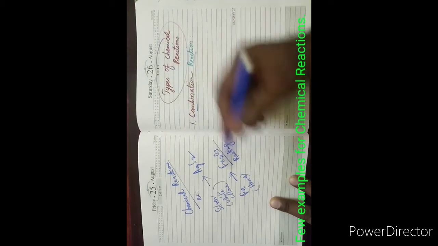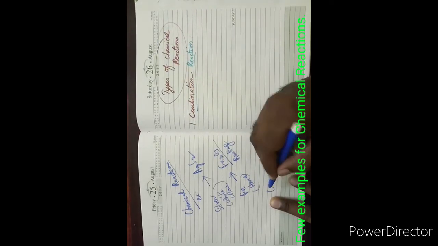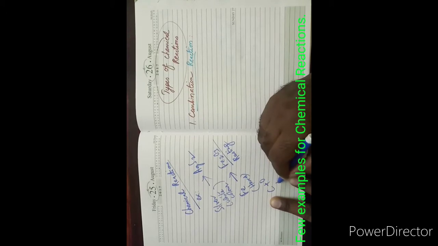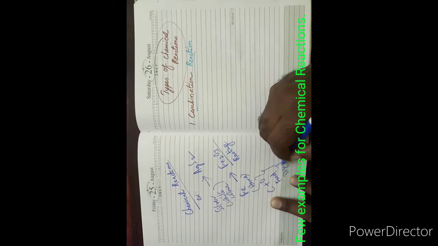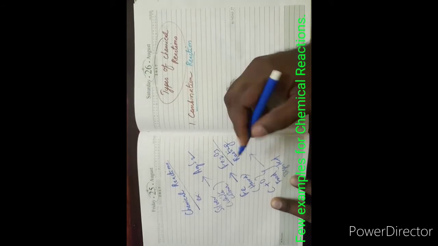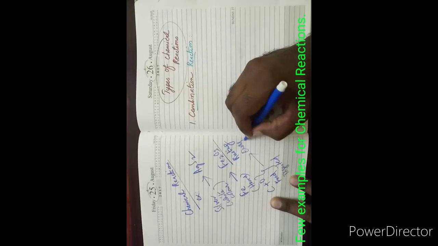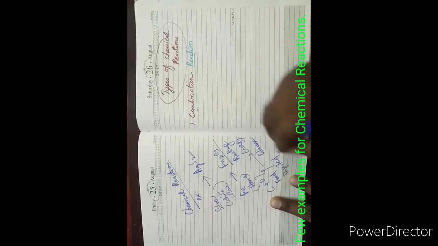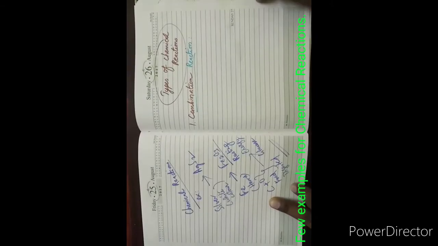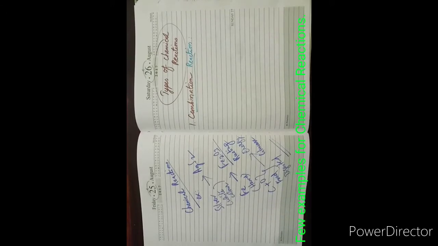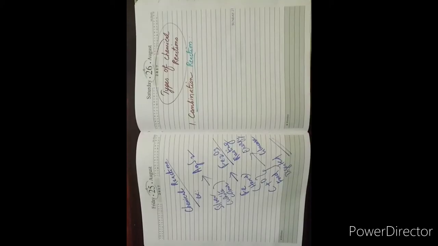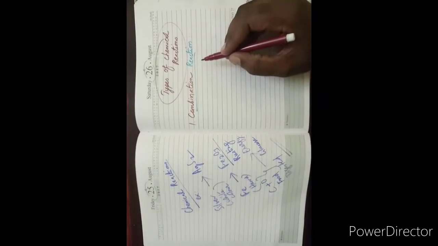One more example, the plants take carbon, then oxygen, then we take some food, everything gets digested, and finally we get energy in the form of glucose. So all these are some of the examples for chemical reactions. Let me say now what are the types of chemical reactions. First one is combination reaction.